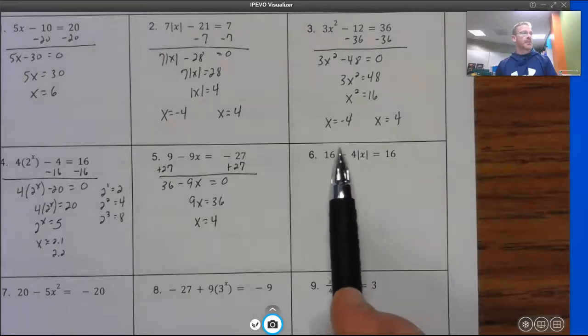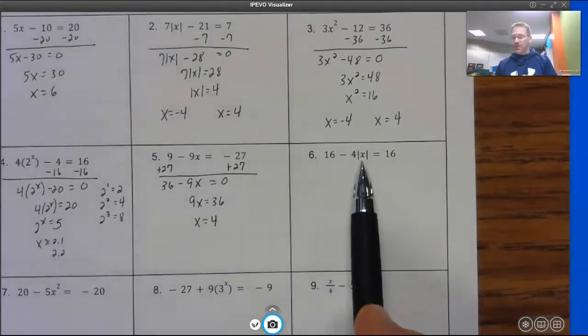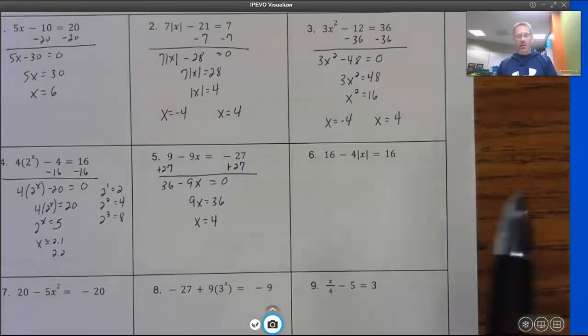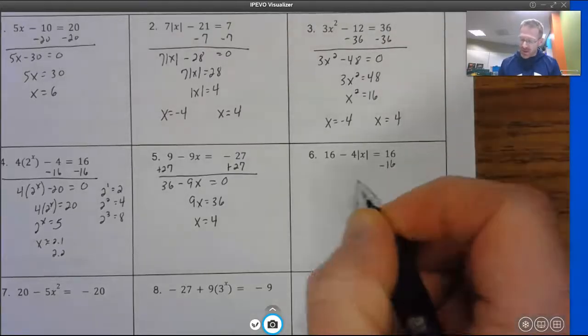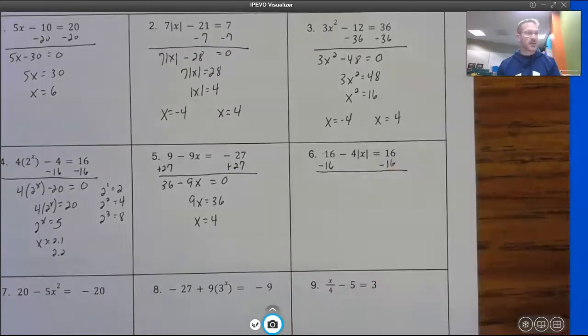Now when I look at this problem, it's absolute value. All right, so absolute value problem. I'm expecting 2 solutions. Not equal to 0, so let's make it equal to 0. So I have to subtract 16 here. Now, once again, I have to go find the number. Here's my number. I need to subtract 16 here.